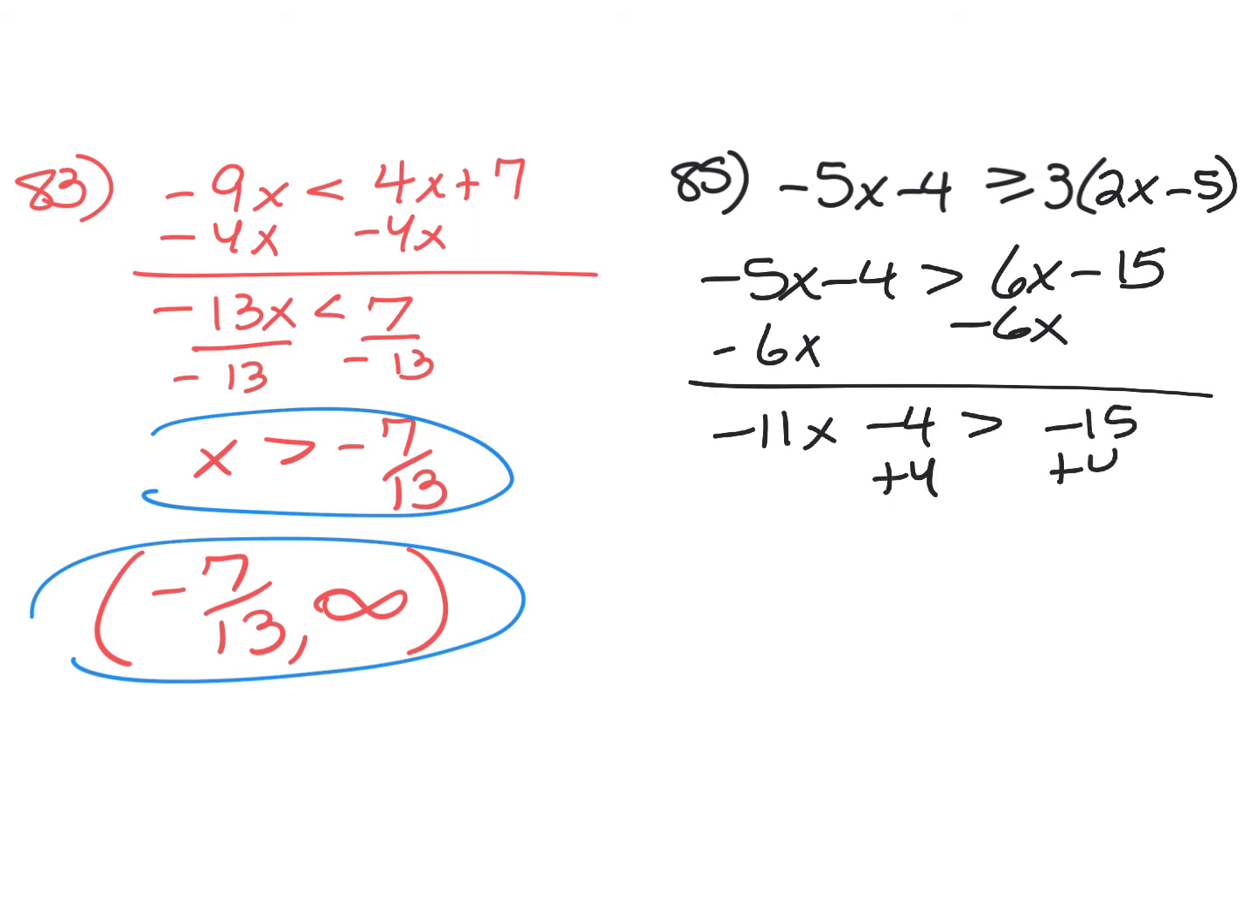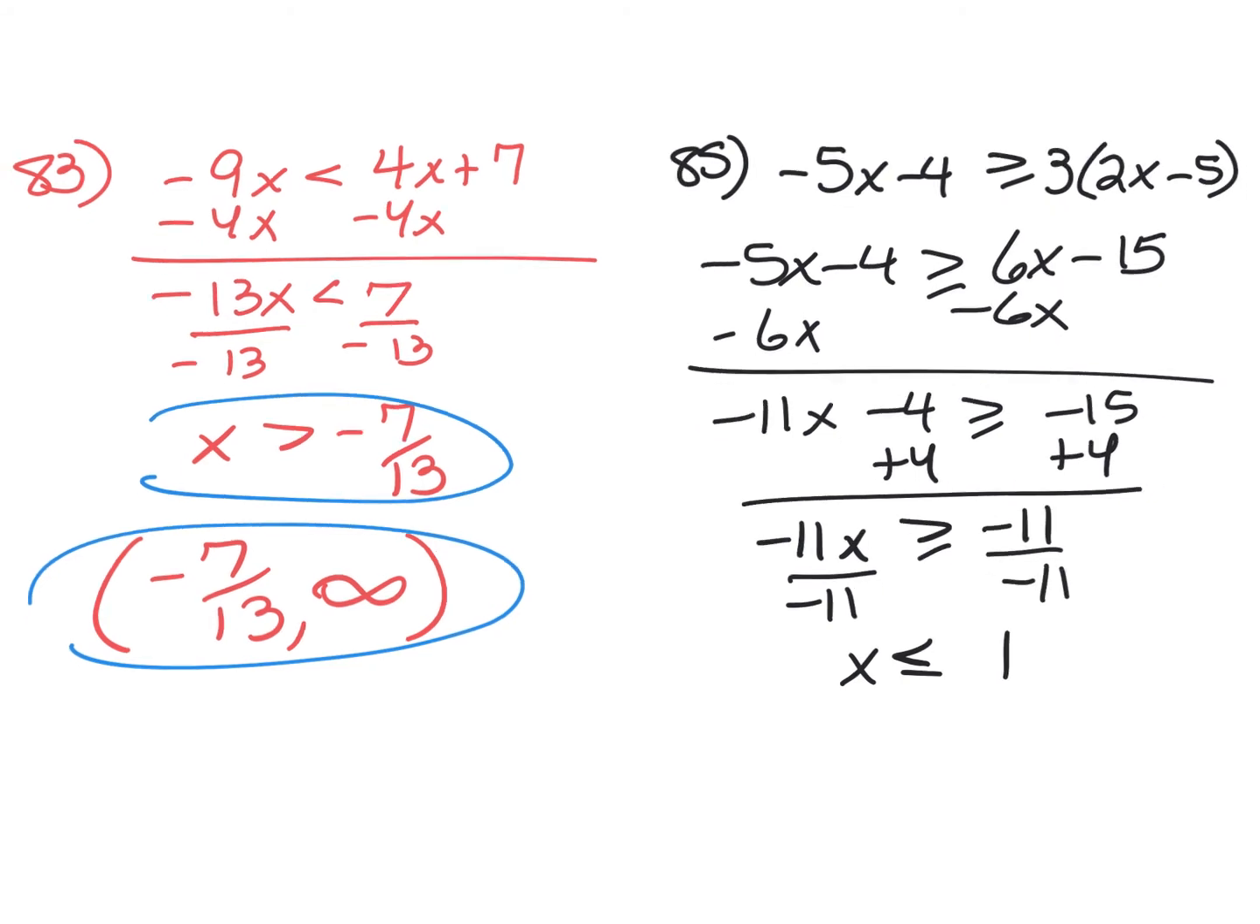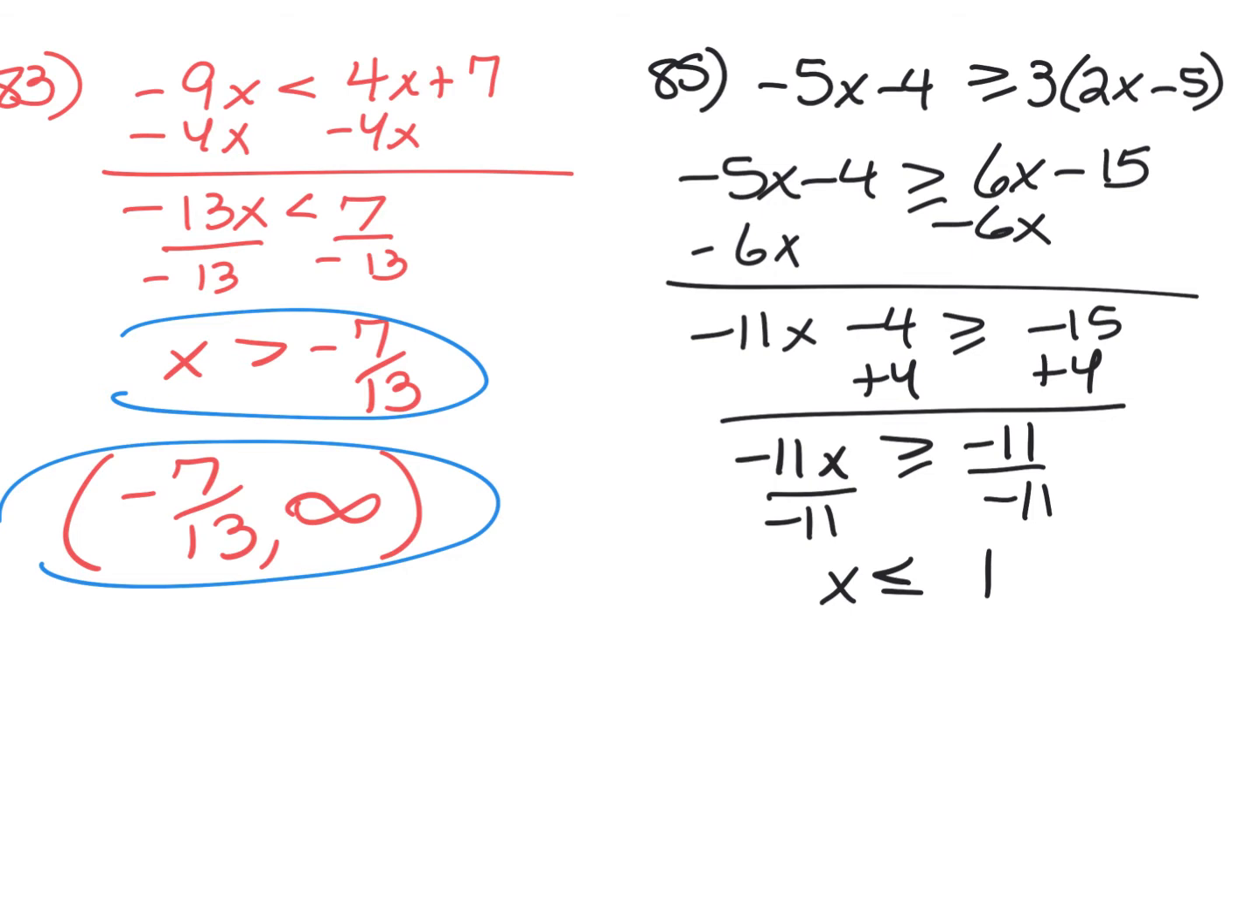Going to add the 4. Negative 11x is greater than negative 11. Divide by negative 11. Again, I'm dividing by a negative, so I need to reverse the symbol, and it becomes x less than or equal to positive 1. So negative infinity up to 1 with a bracket.